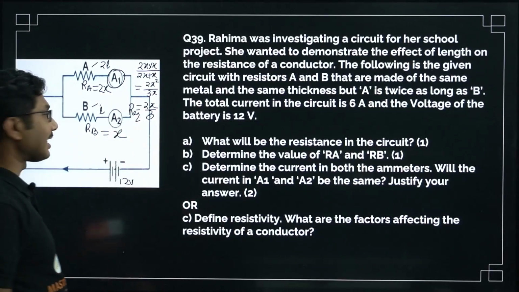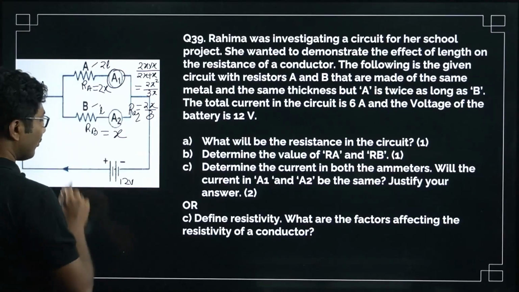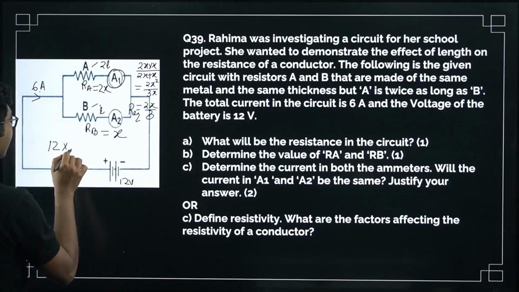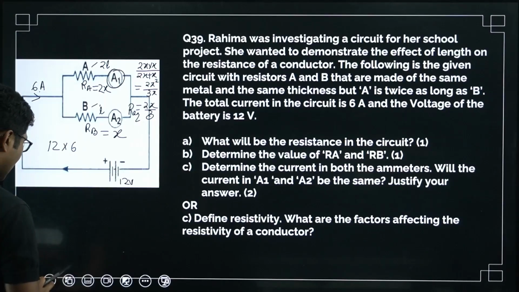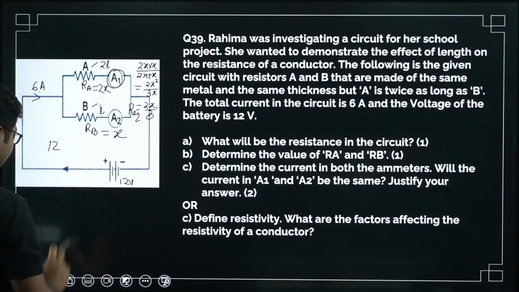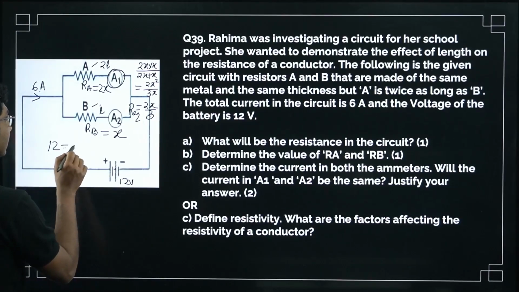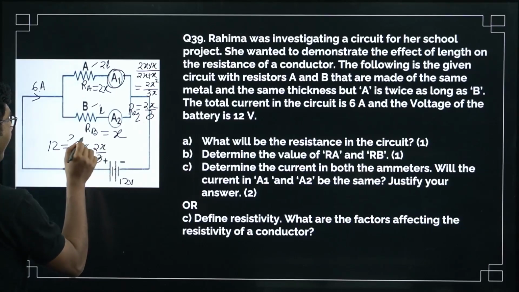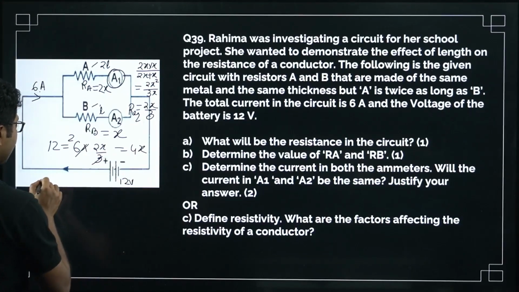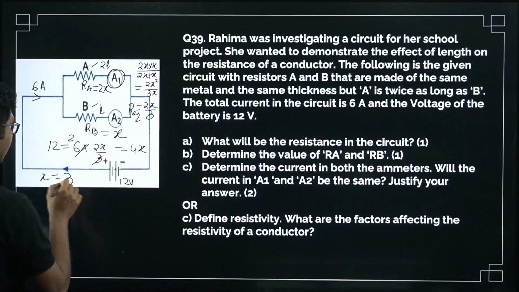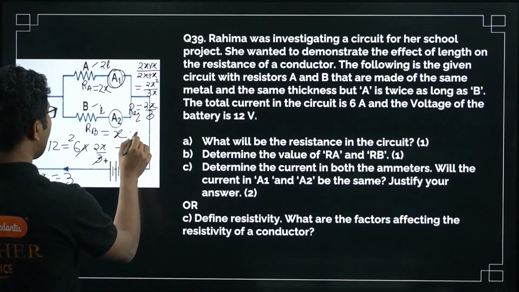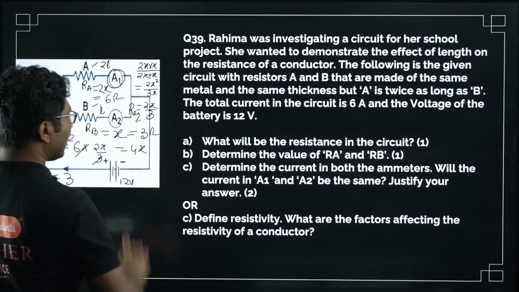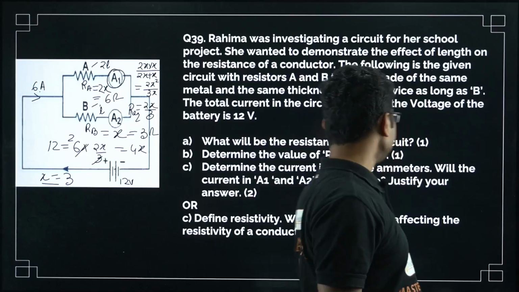The voltage is given, the current is given, so we know that V is equal to IR. So 12 equals 6 into the equivalent resistance, which gives 4x, so x equals 3. So x equals 3 means RB equals 3 ohm and RA equals 6 ohm. So you can calculate it like this.